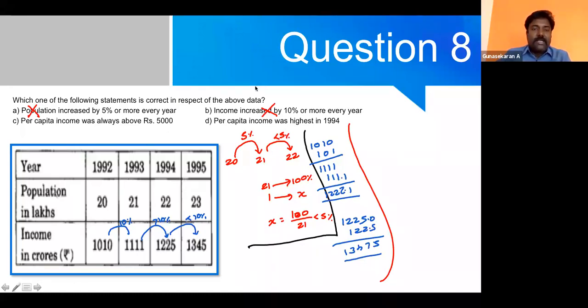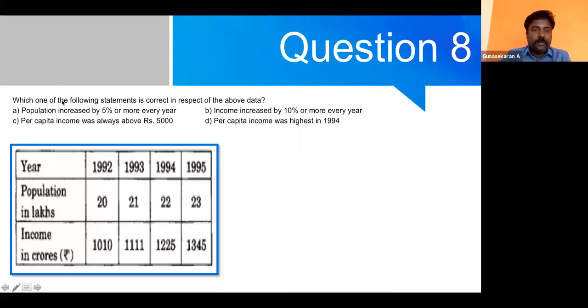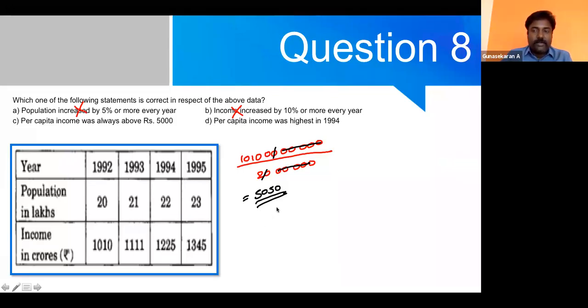C. Per capita income was always above 5,000. Per capita income means total income by population. Total income in crores, 0000, 000 by 20 lakhs. So what all gets cancelled? 5 zeros get cancelled. So it is 5,050. So understand, you no need to write everything. Write the bigger value alone by 21. How much is it? 5 times 110.